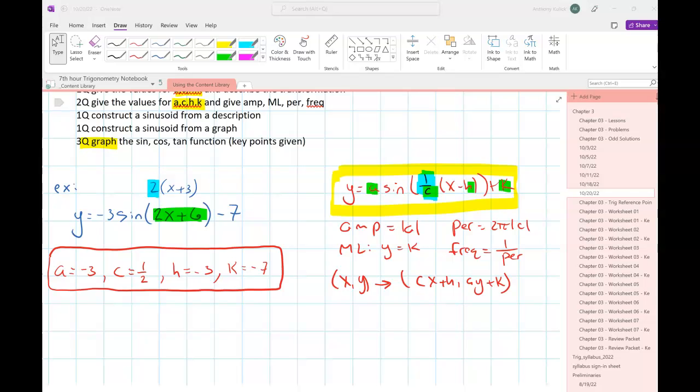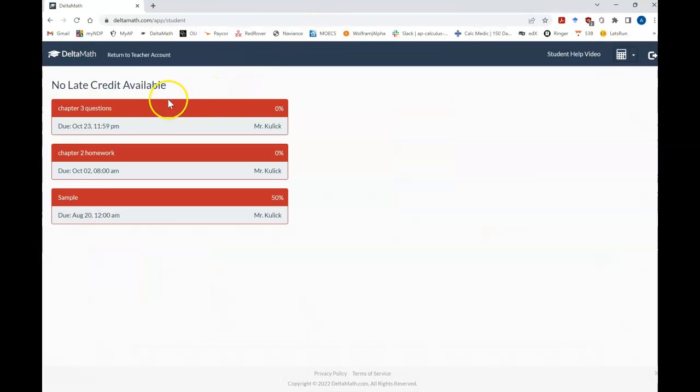The other thing I wanted to make mention of was it sounded like people had some Delta Math problems. I think it was the third section. I figured it out, but yeah, I got several emails from people about it.